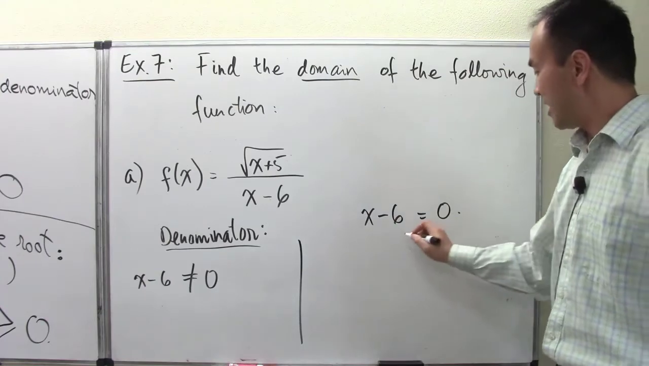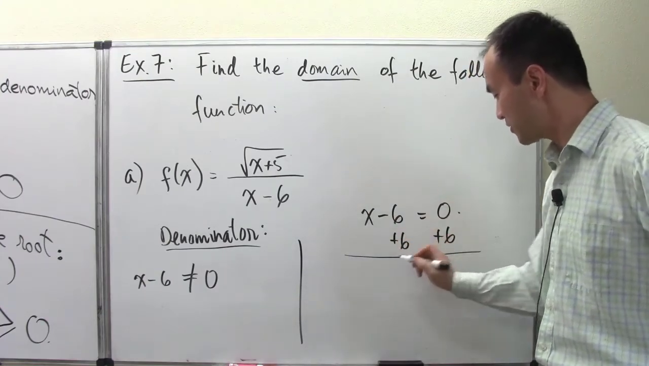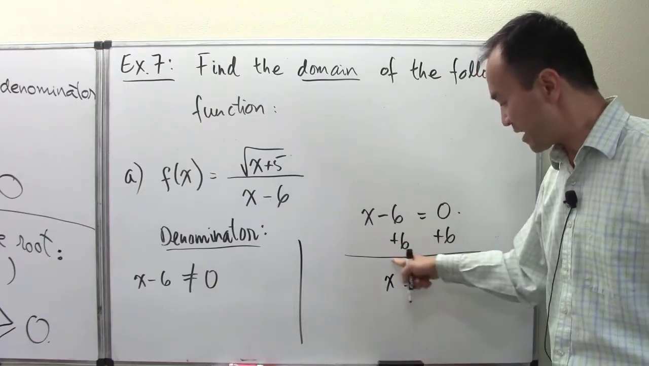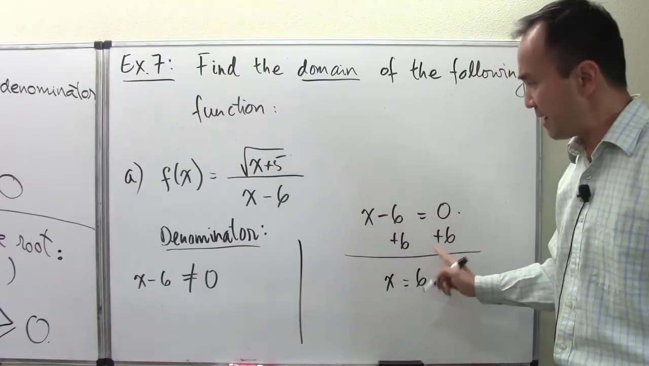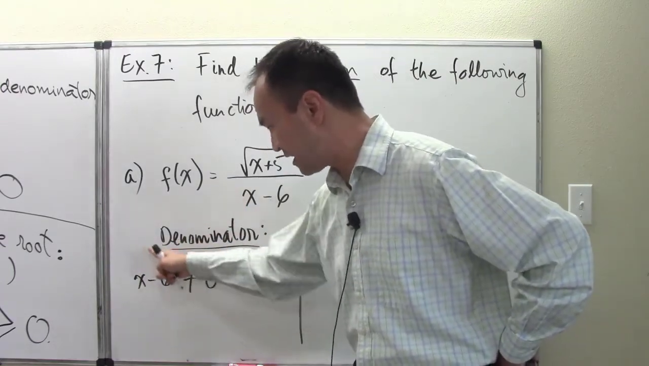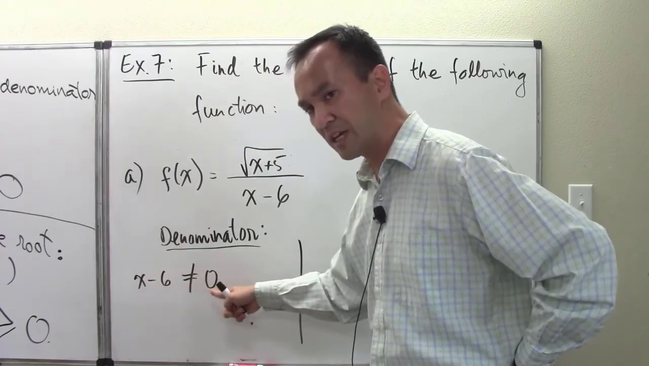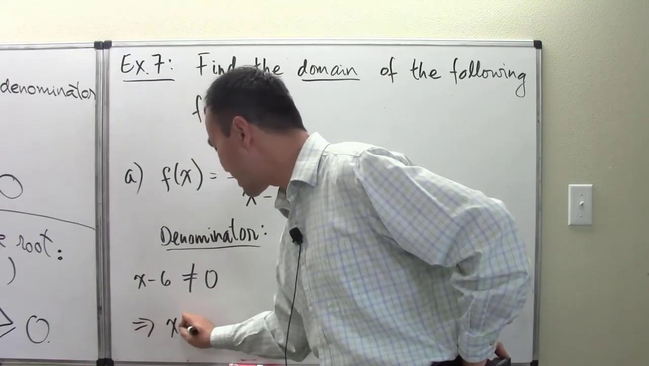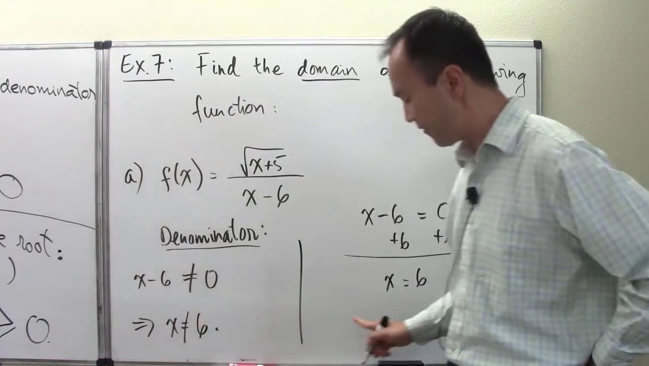Solving that algebraically, by adding 6 to both sides, I get x equals 6. So we have immediately found that x equals 6 will cause this denominator to equal 0. That means that to satisfy this denominator, we originally have to ensure that x minus 6, the entire denominator, is non-zero. That leads to saying that we must ensure that x is other than 6, because we found a bad guy.